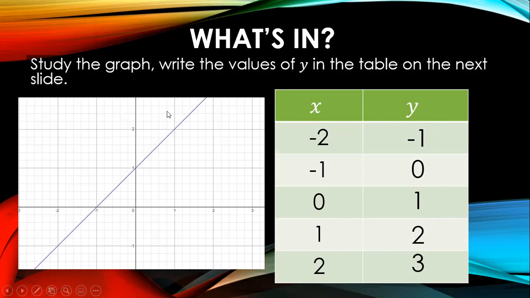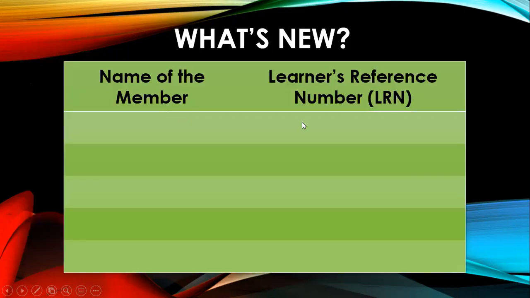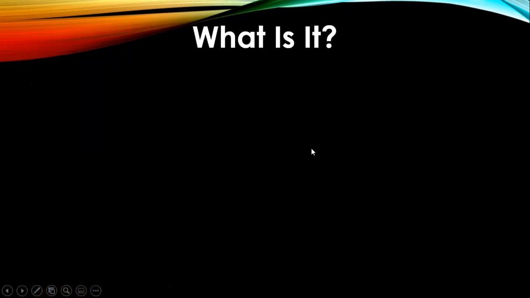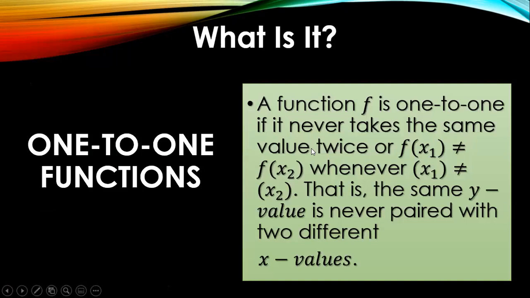Okay po? Okay, so now, let us define one-to-one functions. Okay? So, ano nga ba yung definition niya? So, a function f is one-to-one if it never takes the same value twice, or f of x sub 1 is not equal to f of x sub 2 whenever x sub 1 is not equal to x sub 2.